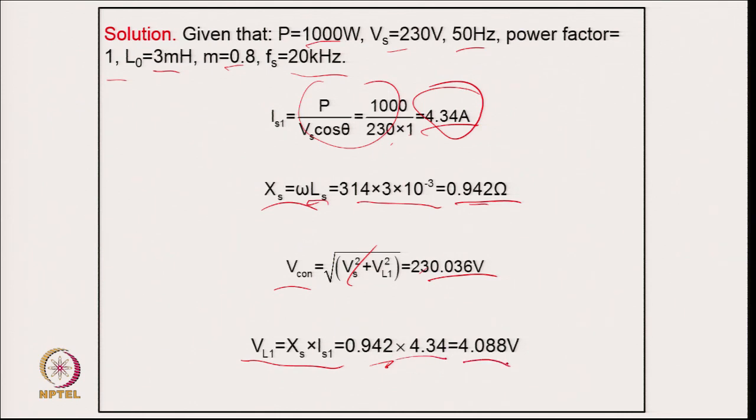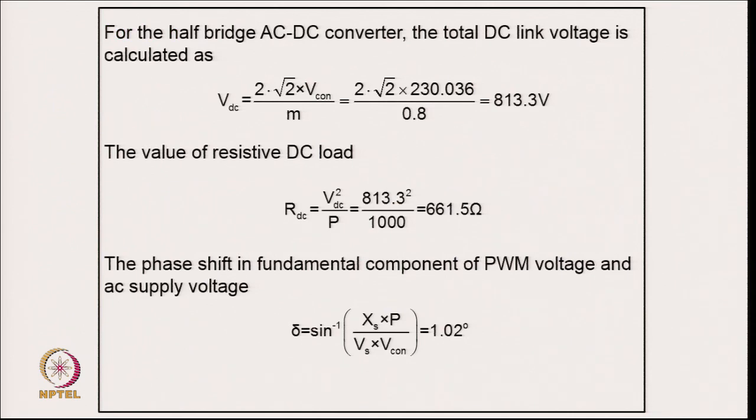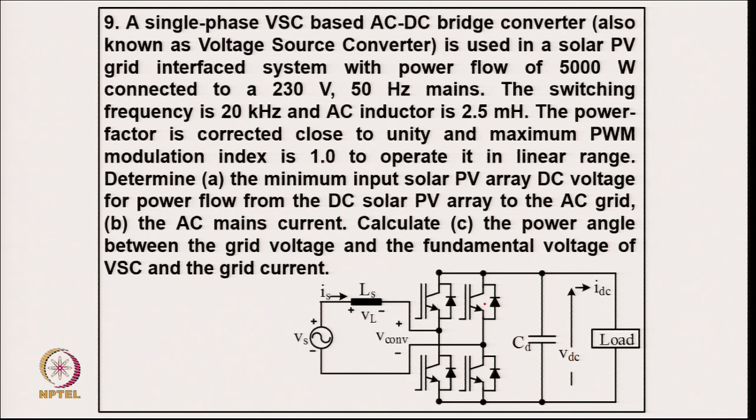So, it comes 4.088 volt, and for the half bridge converter the DC link voltage is calculated from here. So, it comes 800, and the equivalent resistance comes from this voltage divided by this, and the delta value from this relation of power flow, we get typically 1.02 degree.